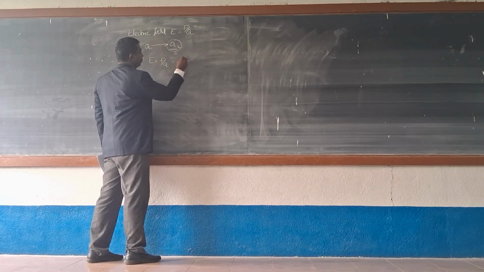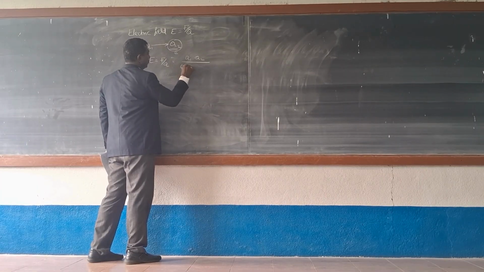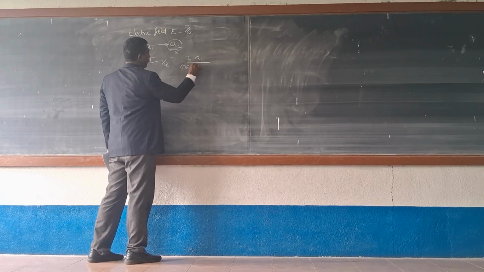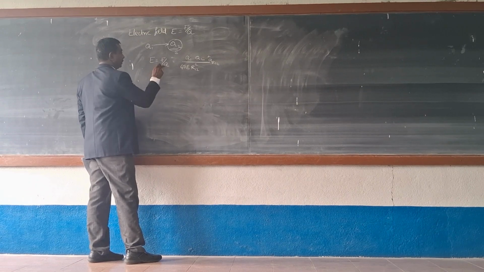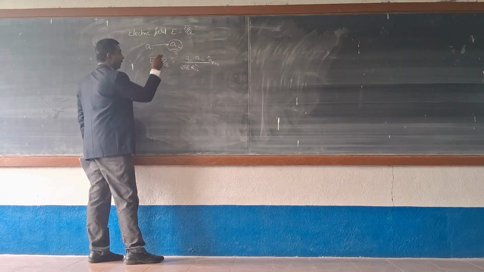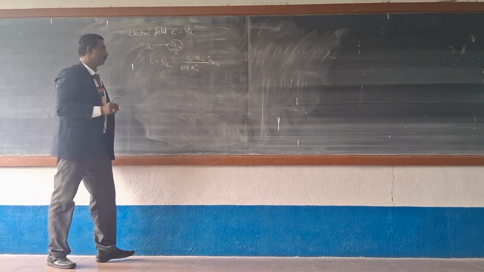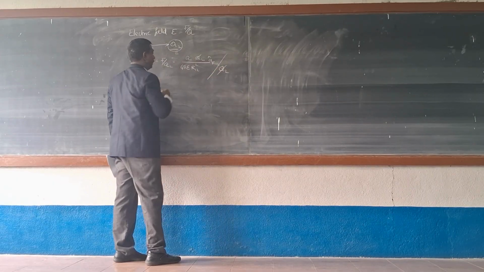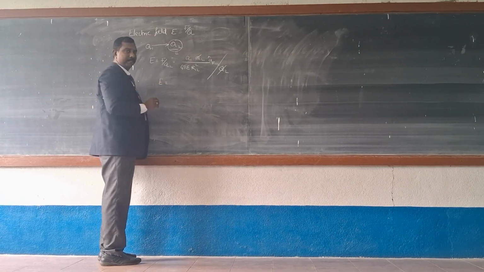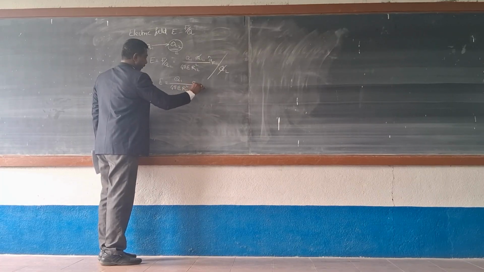Since force is from 1 to 2, the formula becomes Q1 Q2 by 4 pi epsilon R12 square AR12 cap divided by Q. Q is the charge where we want to find the electric field. I am going to find the electric field at the place of Q2, so I am dividing by Q2. If I divide this whole term by Q2, Q2 and Q2 will get cancelled. So the electric field equation will become E equal to Q1 by 4 pi epsilon R12 square AR12 cap.